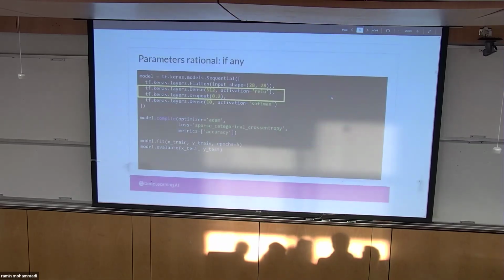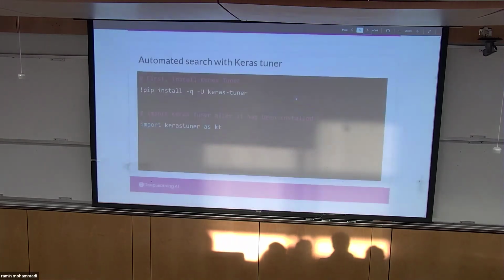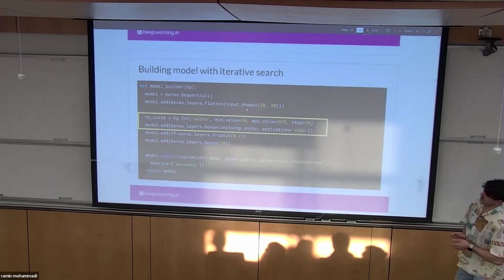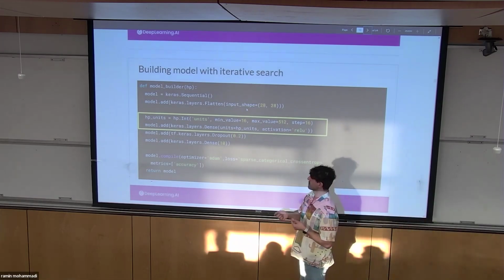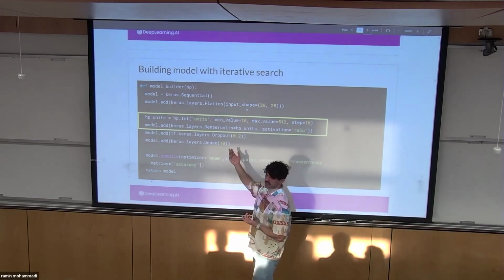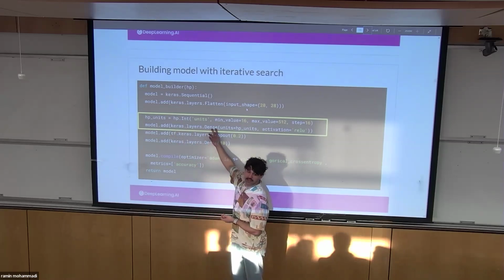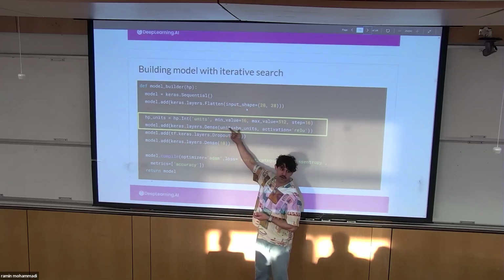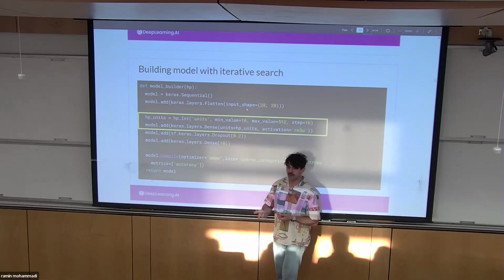Now, in order to automate this process, instead of manually deciding on those, you can use something called KerasTuner. Think about the simple dense layer in TensorFlow or Keras. You do model add, and you put this dense layer. And here there is a units argument, which is the hyperparameter. You decide how many units you want to pass.